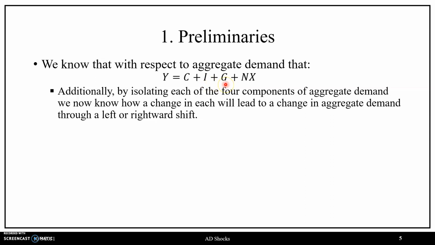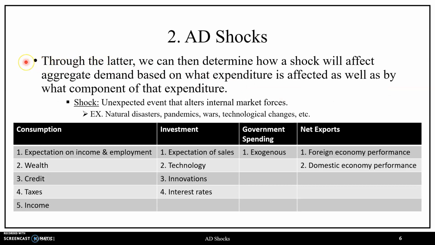With respect to government spending, we took this as a given in our model, or exogenous, in that the government can alter its own spending behavior, and it will be a topic of discussion when we develop fiscal policy. And lastly, we had net exports, which is the difference between exports and imports, where for simplicity, we're currently taking this as a single line item, and we're basing it off of the performance of domestic and foreign economies until we go into more trade-based discussions. With that said, through the latter, we can determine how a shock will affect aggregate demand based off of what expenditure account is affected, as well as what component of that expenditure account.